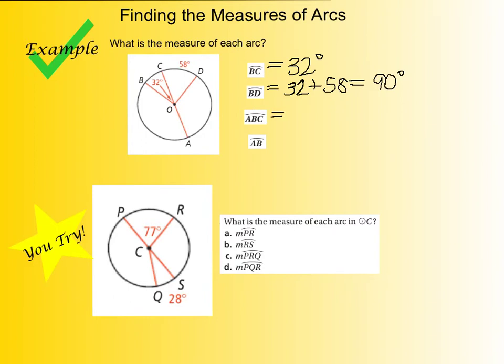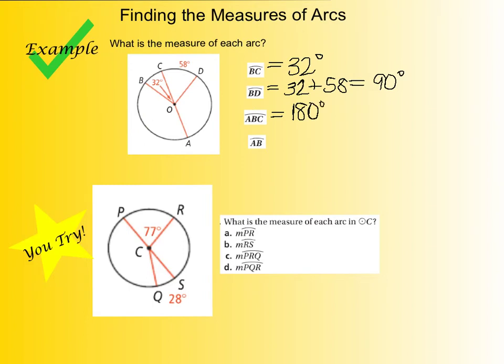The next measure we want to find is arc ABC. So A to B to C. And notice this is created by our diameter right here. And we know this is our diameter because it goes right through the center of our circle. So a semicircle is 180 degrees, so our arc is 180 degrees.